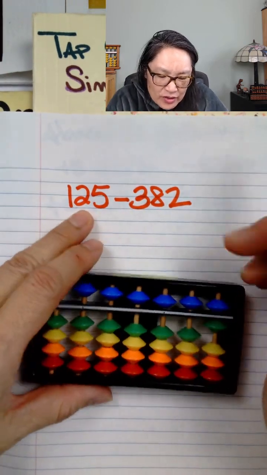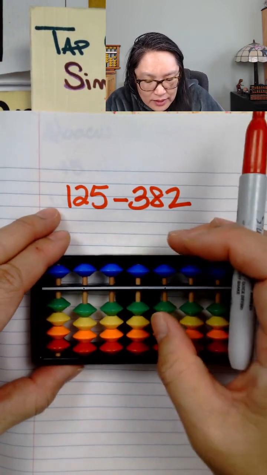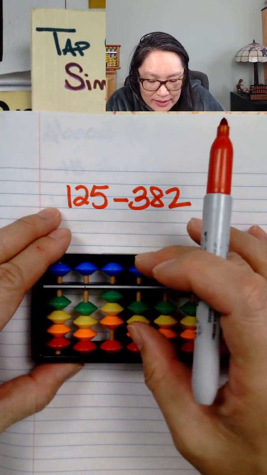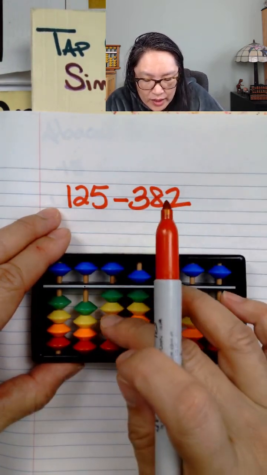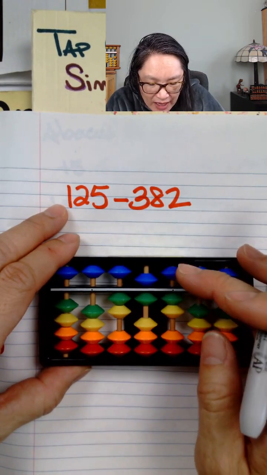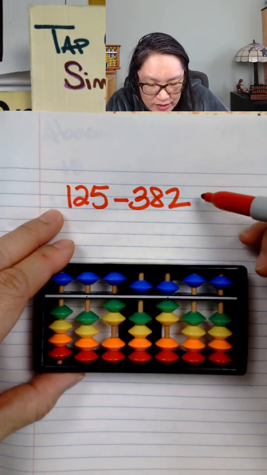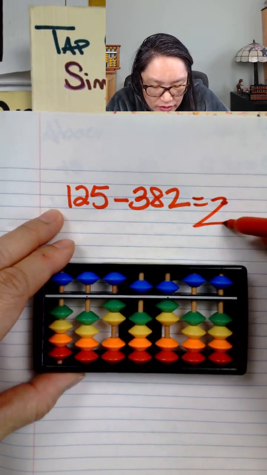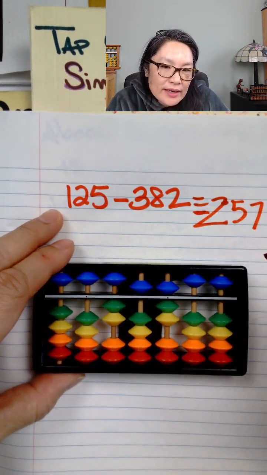So then here I do it the other way. I wouldn't recommend it. So here is 382, and I take away 125. I take away 5: minus the 5 is minus the 10 plus the 5. So my answer is 257, but I would have to remember that there's a negative.